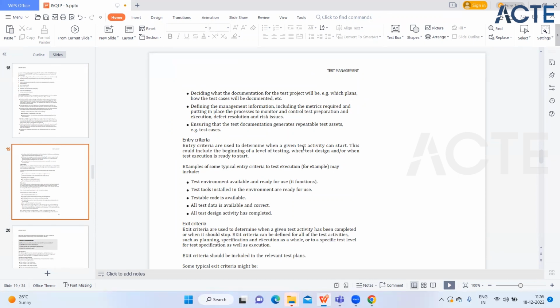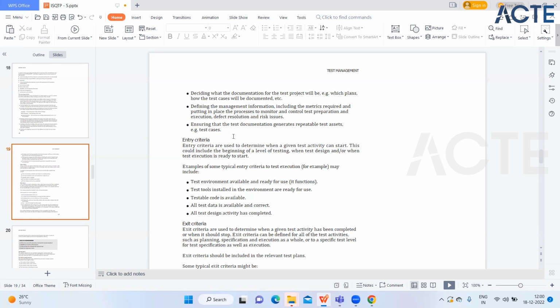So everything you have to define. It's not like you have prepared the test plan document and you cannot revise it. You can create many versions of the test plan document, and you can revise it as needed. If you're getting more risk, then definitely you have to update your document. If the requirement gets changed, then you have to again update your document. So it's a kind of every information you have to provide there. Monitor and control test preparation as well. Now, ensuring that the test documentation generates repeatable test assets, test cases. So these things will be defined.